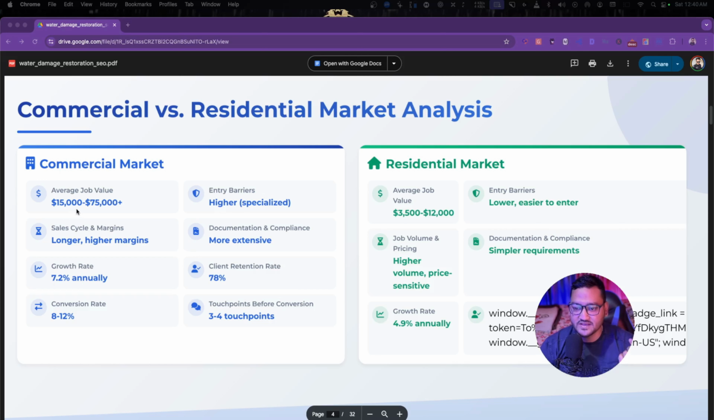So in that case, we can see here the average job cost, cycle, growth rate, conversion rate, touch points, client retention rate, what documentation they require, like insurance and some other stuff, and the entry barriers basically. Same as the residential market. Our goal is not to get all the data. Our goal is to estimate how we can identify the overall return on investment you are generating from the SEO.